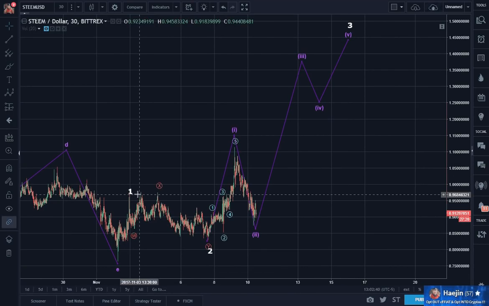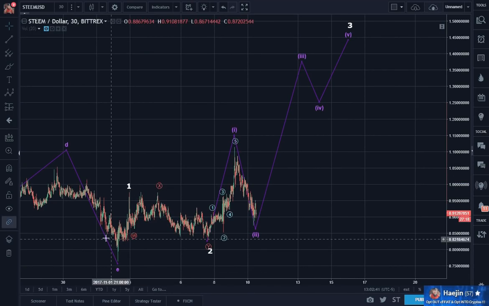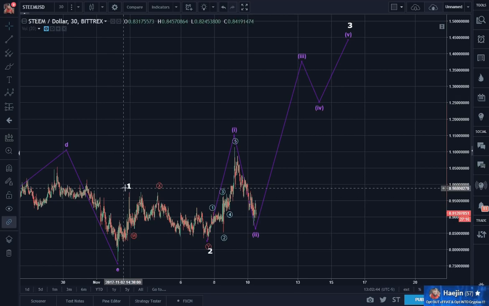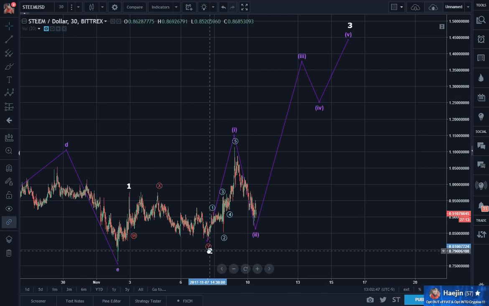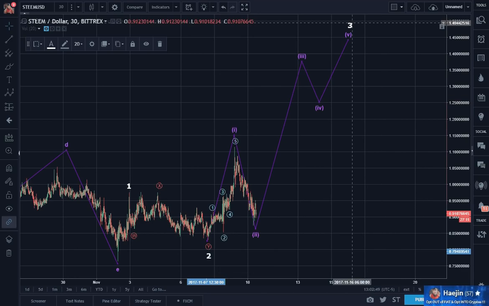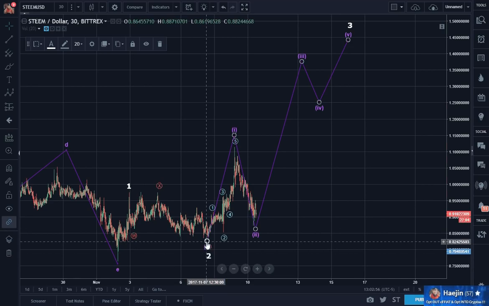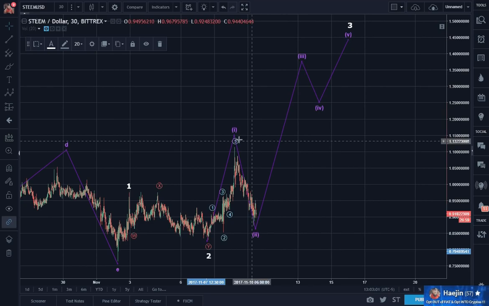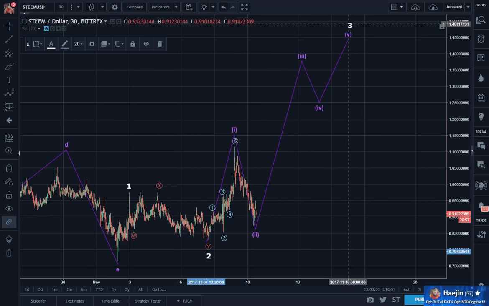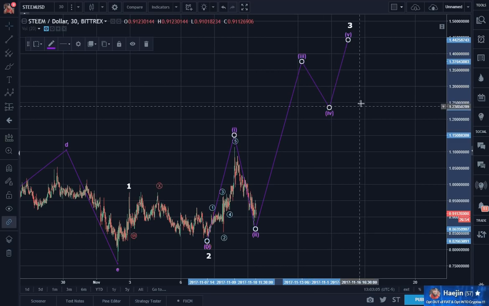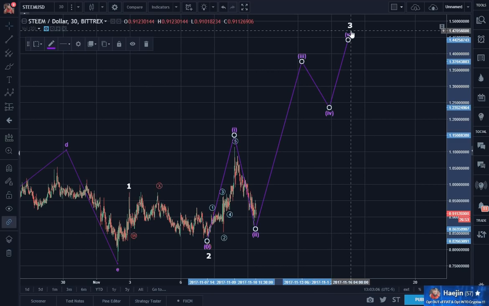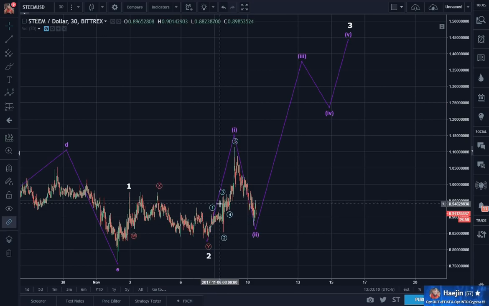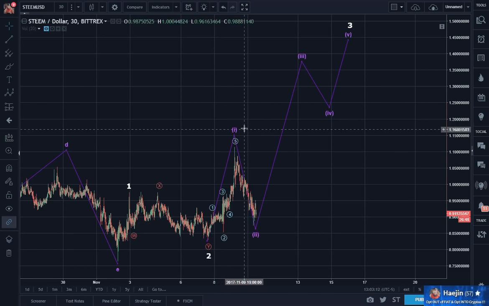Okay, so let's just go from top to bottom. The white, 1, 2, 3. Let's just go to 3 for now. So then we also have here purple, 1, 2, 3, 4, 5. So purple will be the subwaves of 3. And this blue, 1, 2, 3, 4, 5, are the subwaves of 1.